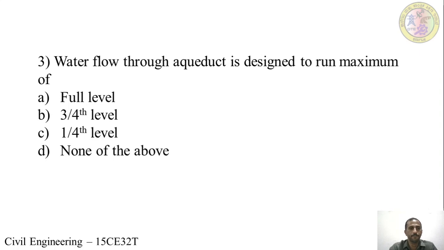Question number 3. Water flow through aqueduct is designed to run maximum of A. full level, B. 3/4 level, C. 1/4 level, or D. none of the above. The answer is 3/4 level. Water through aqueduct is never allowed to run fully. 1/4 level is too shallow, so it is allowed to run maximum of 3/4 level.